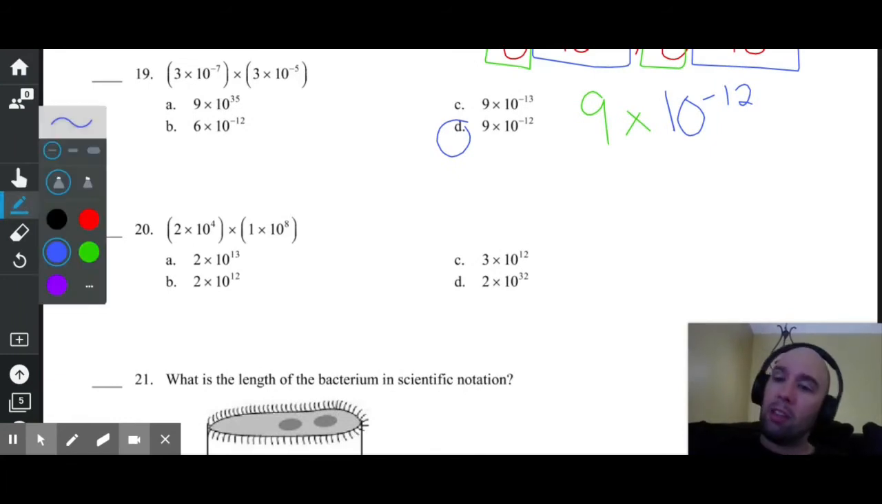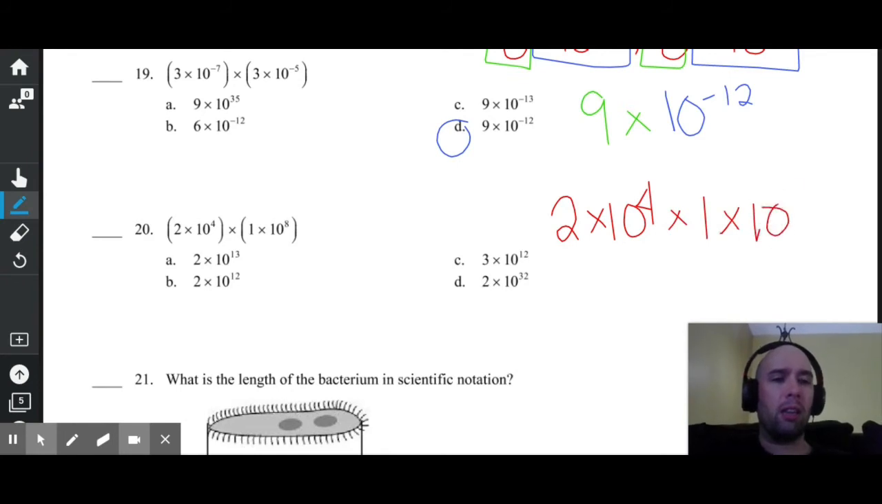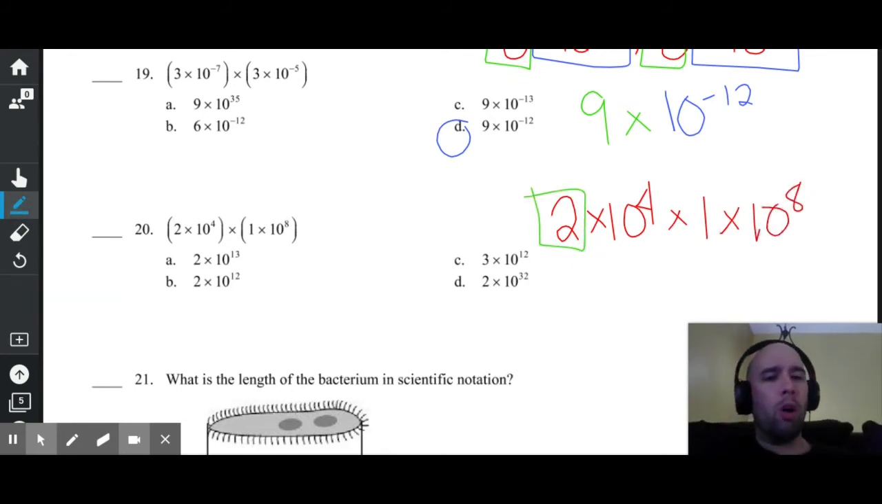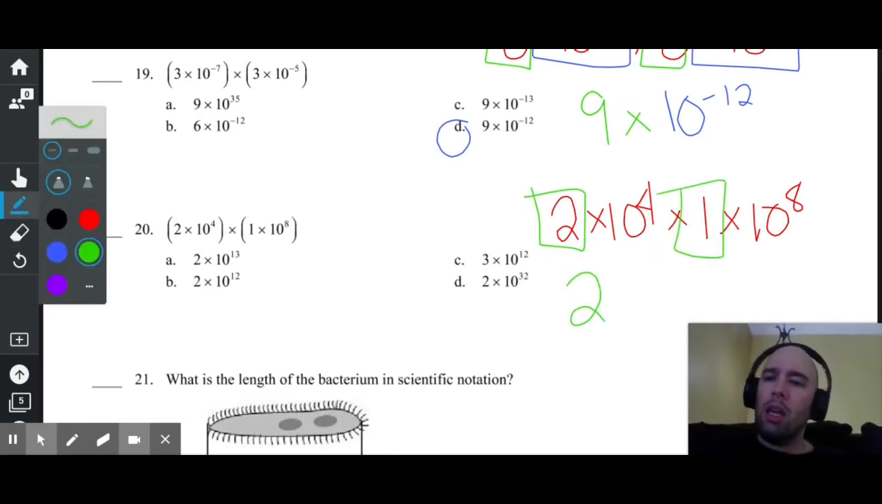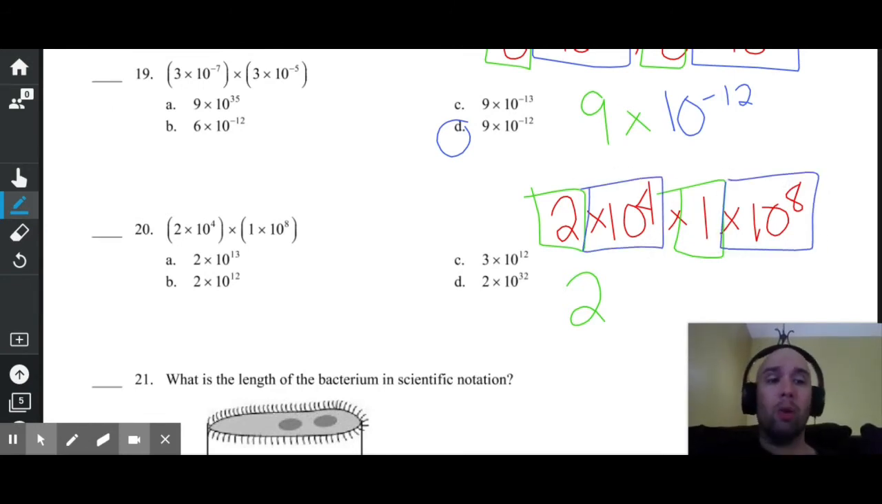20 is the same exact problem. If I write it out, I don't need those parentheses because all I'm doing is multiplying: 2 times 10 to the fourth times 1 times 10 to the eighth. Multiply like terms. 2 times 1 is 2. If I have 4 tens and I'm multiplying by 8 tens, I have 12 tens.